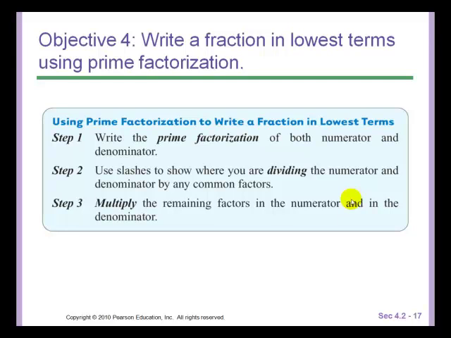Now we'll look at another way to write a fraction in lowest terms. In this case, we're going to use prime factorization. To do this, you start by writing both the numerator and the denominator in their prime factorization form. Then, find the factors in the top and the bottom, the numerator and the denominator, that are the same. You're dividing these to get factors of 1. Lastly, multiply the remaining factors to get your simplified fraction.